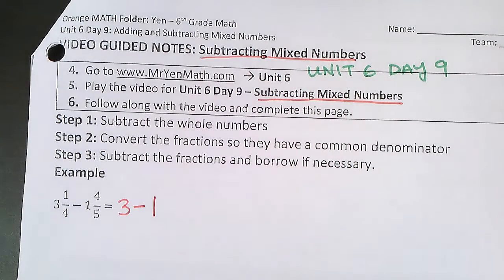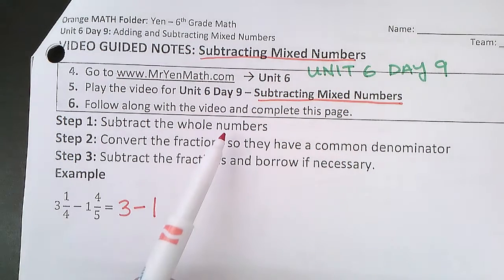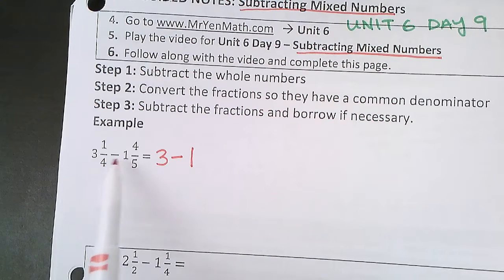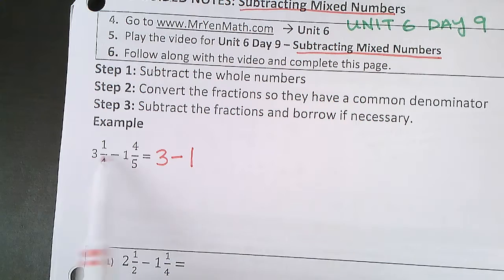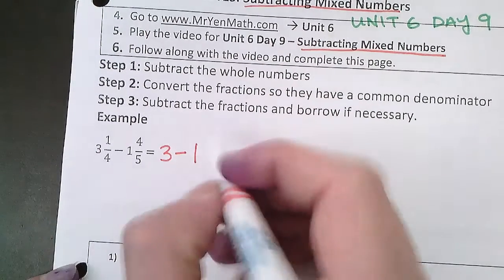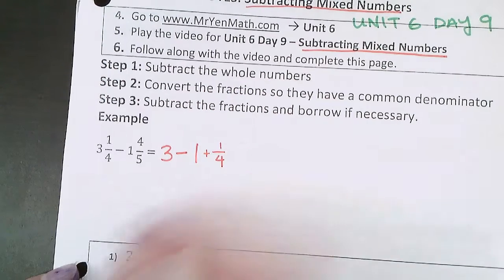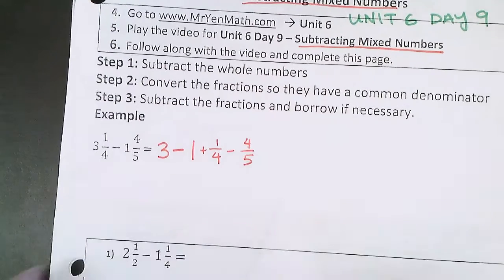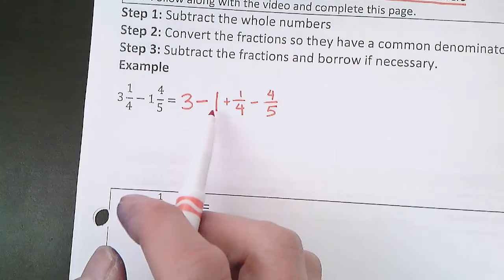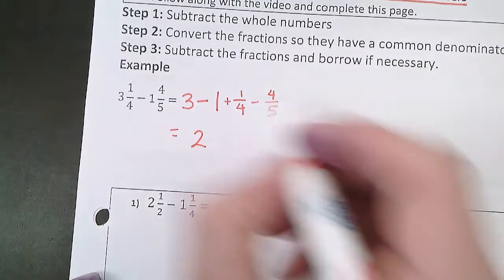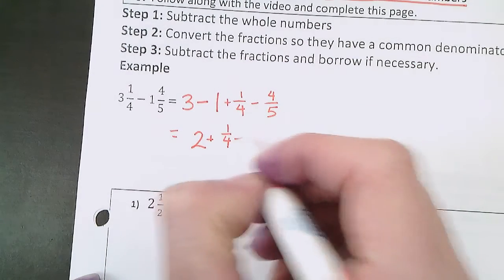Let's look at our steps here. Step number 1 says subtract the whole numbers. So my whole numbers in this equation, I have 3 1/4 minus 1 4/5. So 3 and 1 are my whole numbers, and I have 3 minus 1. And then the fractions that I have are 1/4, so I'll write out plus 1/4 and minus 4/5 is my other fraction. So 3 minus 1 is 2, and I have 2 plus 1/4 minus 4/5.